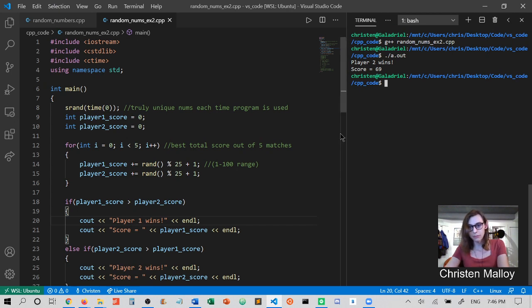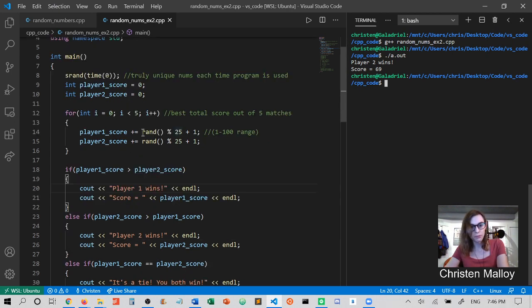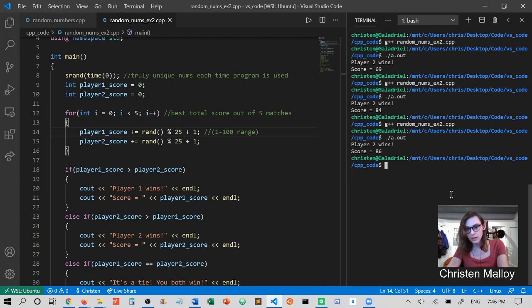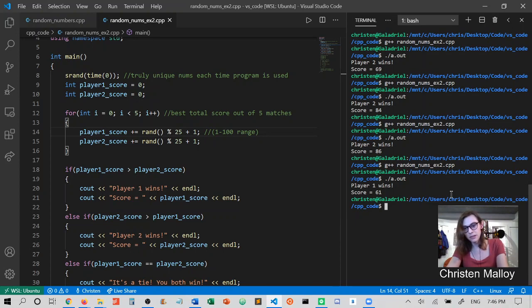In this example, player 2 wins because player 2's score was larger than player 1's score after playing 5 games. If we were to recompile, we should get a different value. This time player 2 won again, but this time their score was 84. It seems like player 2 keeps scoring high, but we finally get player 1 wins here.